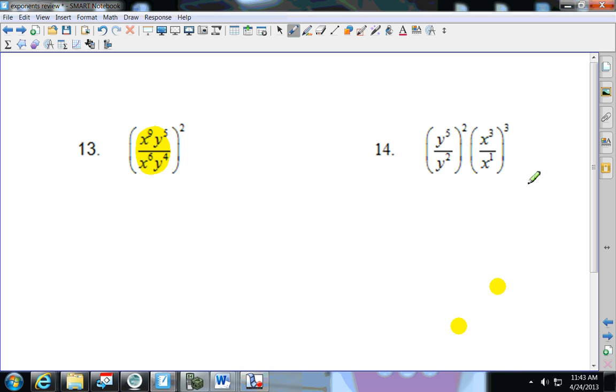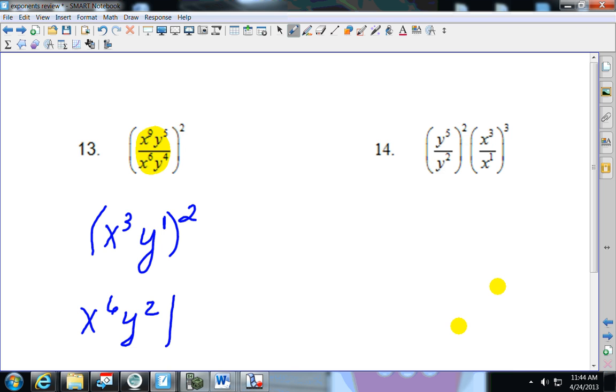All right, on number 13, the first thing you're supposed to do is what's inside the parentheses. So when you are dividing, you subtract the exponents, and I have 9 minus 6, so I have x to the third. And then my y's, I have 5 minus 4, which is y to the first power. All of this is raised to the second power. Okay, so I would multiply the exponents. So 3 times 2, that's x to the sixth. That's a 1 right there, so it's 1 times 2, y to the second power. That's what your answer should have been for number 13.